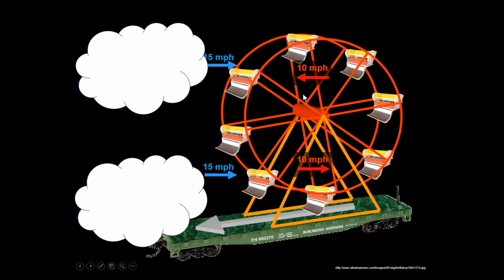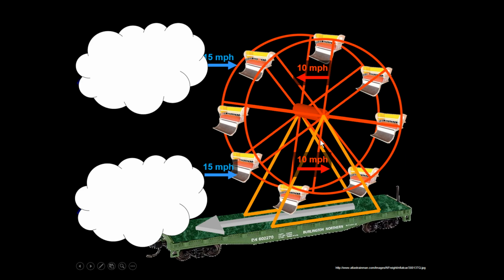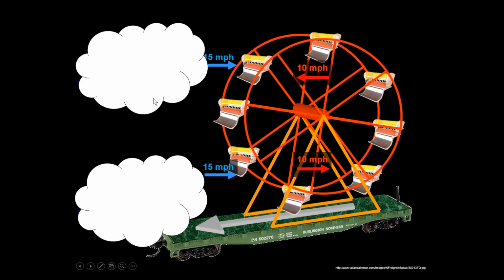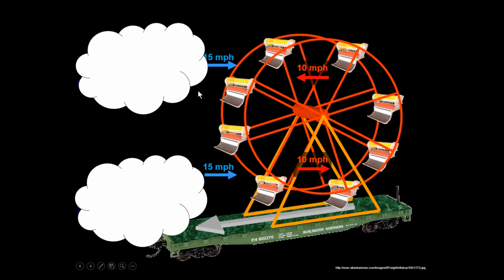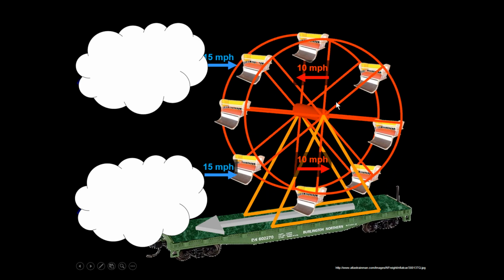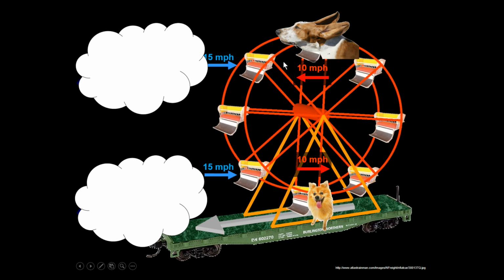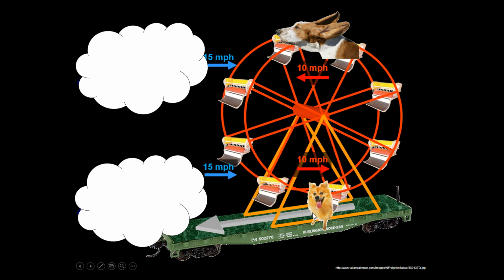If you put the whole Ferris wheel on this train here and went that way, to the left at 15 miles per hour, and the wind was not moving, well, it'd be the same effect, just relative motion. And on the top, indicating that you're going to get a lot of wind in your face, and at the bottom, not much wind in your face.